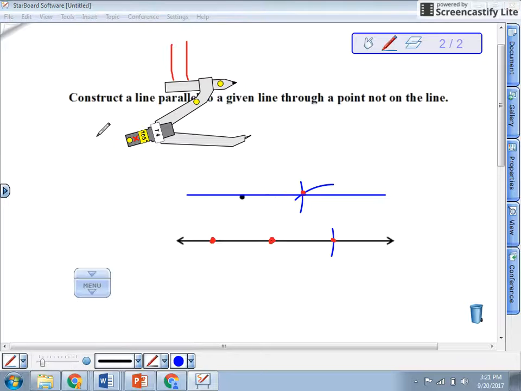All right, and then I'll put my arrows on it because I'm constructing a line parallel to a given point not on the line. And there are our constructions on perpendicular and parallel lines.